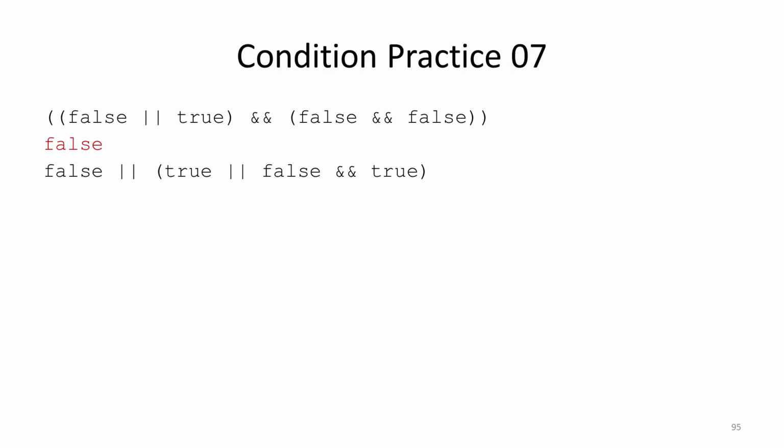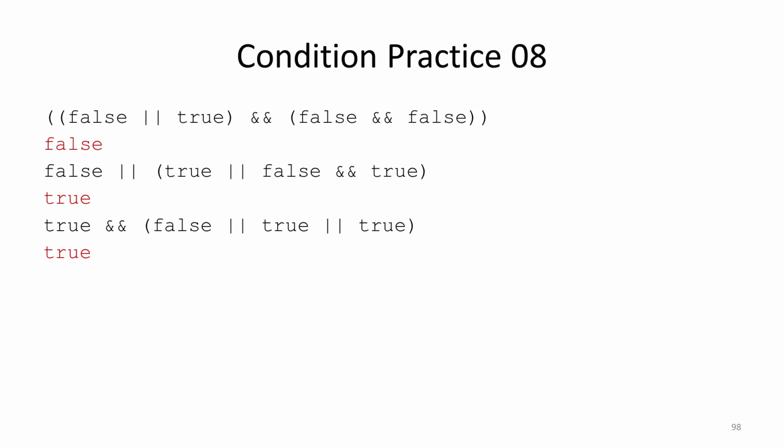How about this one? False or true or false and true. The answer is true. False and true is false. True or false is true. False or true is true. How about this last one? True and false or true. The result is true. The group false or true results in a true, and then true and true results in a true. Alright, so that should get you a handle for how the Boolean operators work.